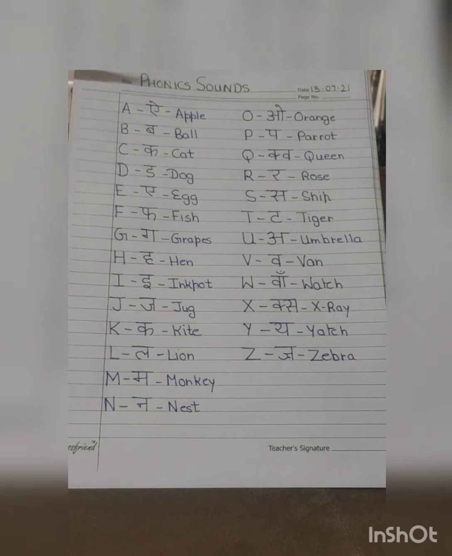So your first alphabet is A. The sound of A is A. A, A, apple. And apart from apple, you can say A, A, ant. A, A, aeroplane. So the sound of A is A. Next is B. The sound of B is B. B, B, ball. Same goes B, B, bat. B, B, bike. So the sound of B is B.